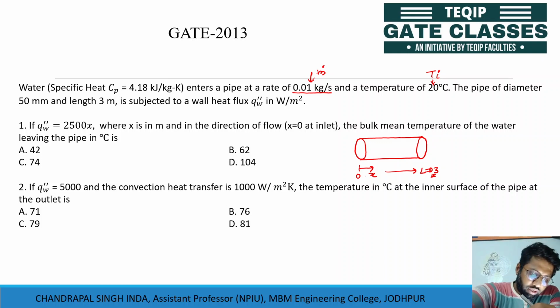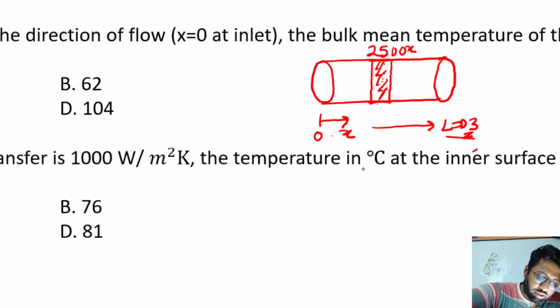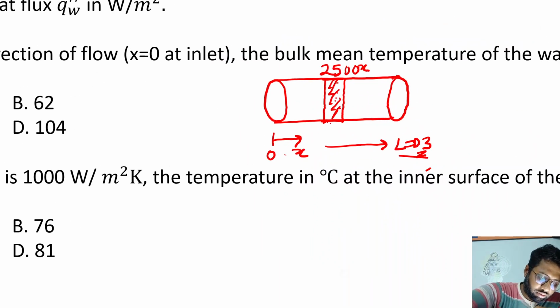So here we can say that at that section the heat flux will be 2500 x, as this is the x distance.